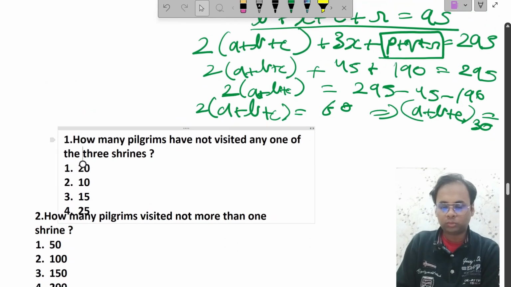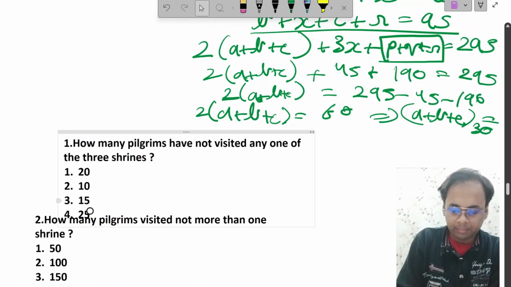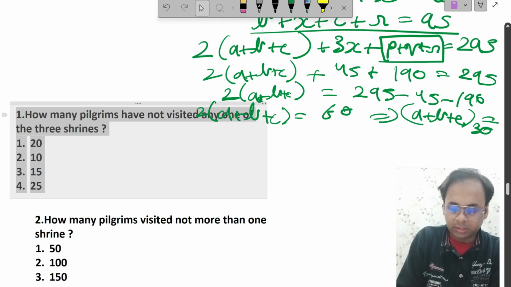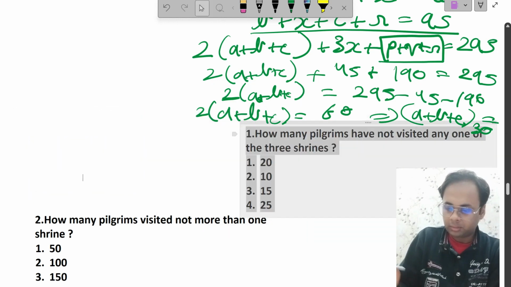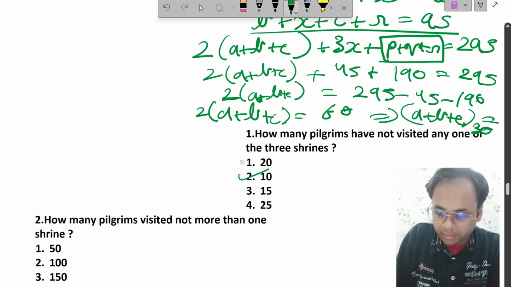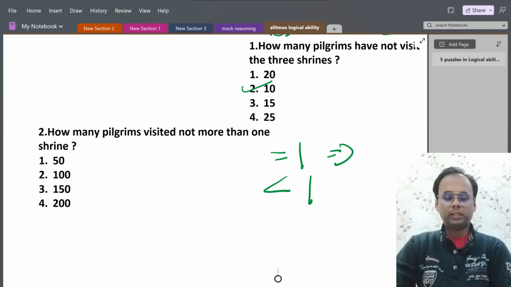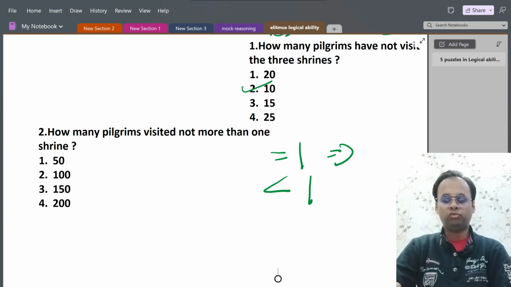And that is our first question, which is how many of them have not visited any of the three shrines. Okay, this one. So the answer is 10 clearly. Okay. So the next question is how many pilgrims visited not more than one shrine.